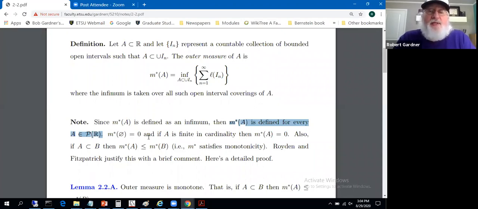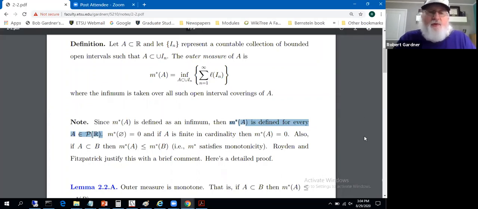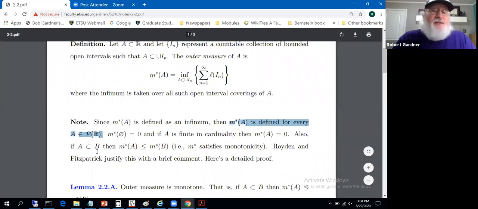Outer measure, the empty set is 0. If A is a finite set, finite in cardinality, I have little problems. I don't mean finite in the sense of bounded. I mean finite in the sense of cardinality. Then the outer measure is 0, straightforward from the definition. If A is a subset of B, the outer measure of A is less than or equal to the outer measure of B. We call that monotonicity.